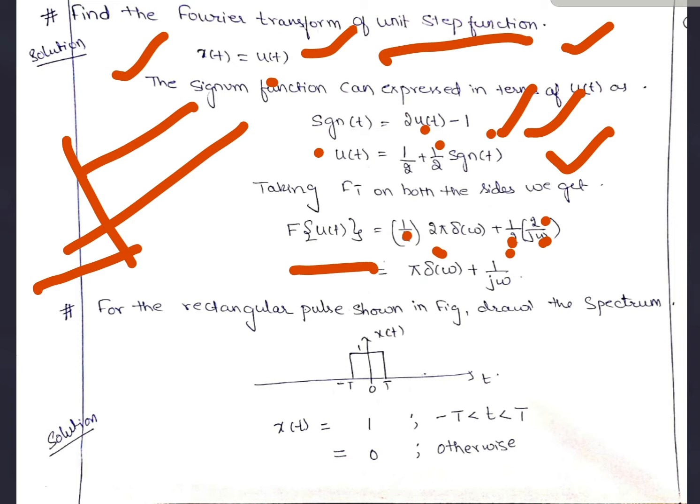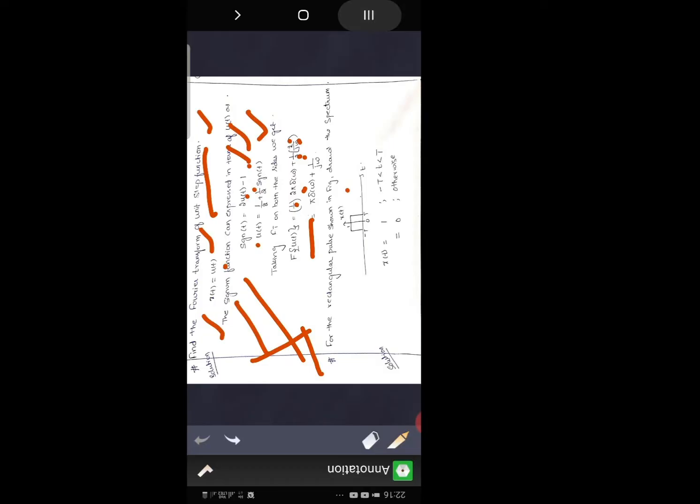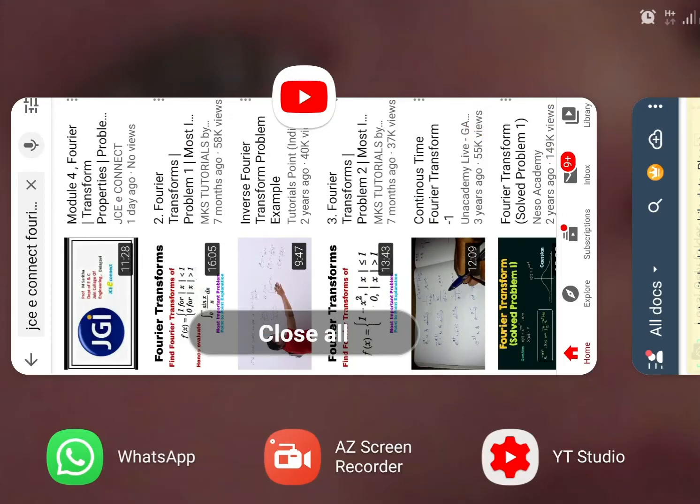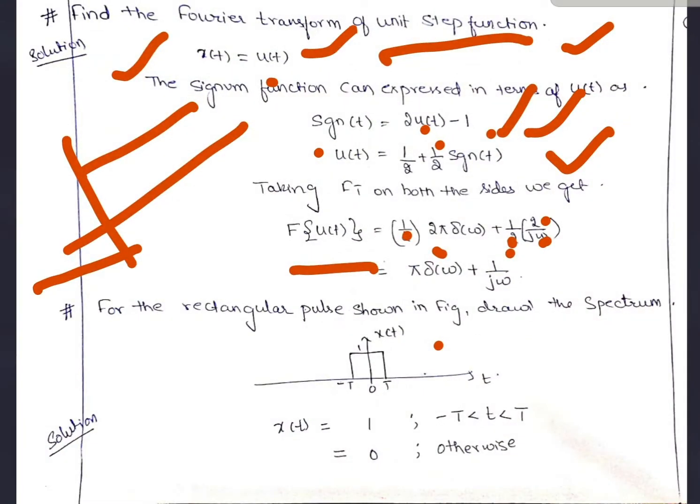Now for the rectangular pulse shown in the figure, draw the spectrum. This is a rectangular pulse which exists from minus T to plus T, whose amplitude is 1. So let us write x of t for definition: from minus T to plus T it is 1, otherwise it is 0.